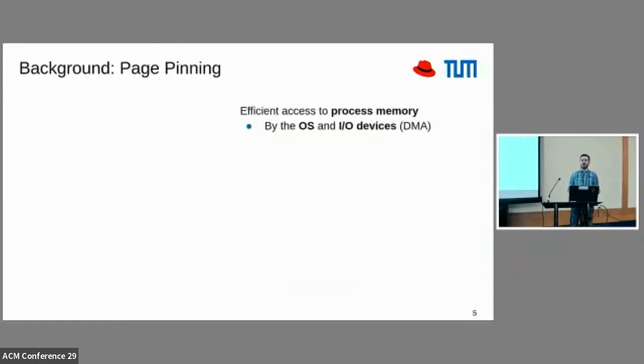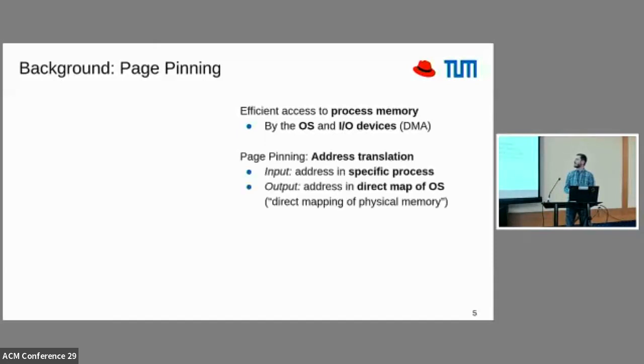Now, what is page pinning? Page pinning is a little bit harder to get, I would say. It's a mechanism that's used to efficiently access process memory, either by the operating system or by I/O devices when they want to perform direct memory access to process memory. Page pinning can be thought of as a form of address translation, whereby our input is a virtual address in our specific process, and the output is a virtual address in our virtual address space of the operating system, and that is in the part of the direct mapping.